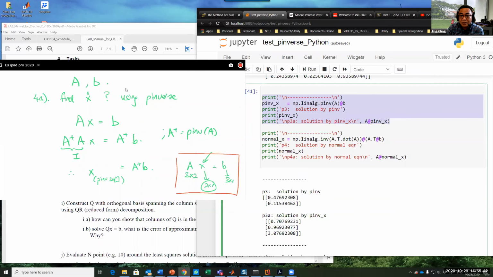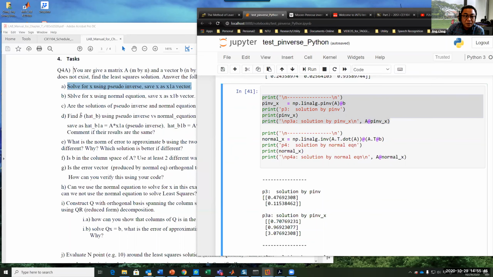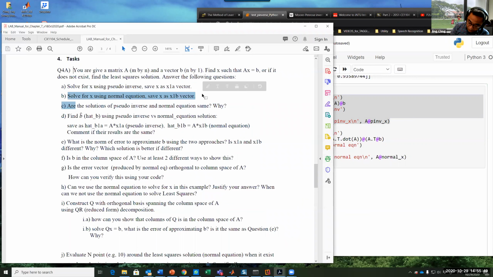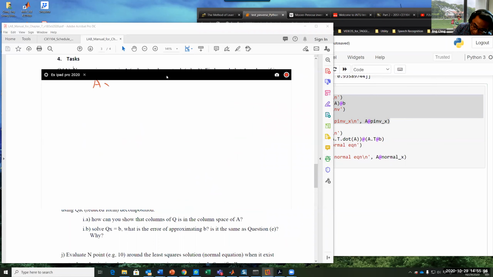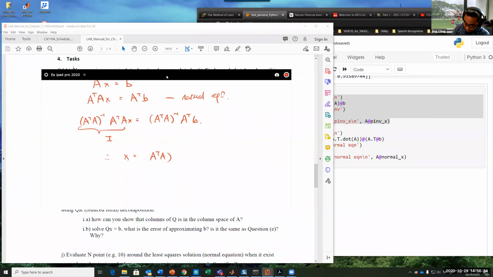We are getting this now, and now let's try the second part of the question, which is solve using normal equation. So how do we solve using normal equation? We start with, again, AX equals B. The normal equation is, instead of A plus, we are now doing A transpose AX equals A transpose B. This is the normal equation. Then we want to solve for X. So we take the inverse of A transpose A, and we hope that it exists. If this exists, this reduces to identity, and therefore X equals the inverse of A transpose A, times A transpose B.